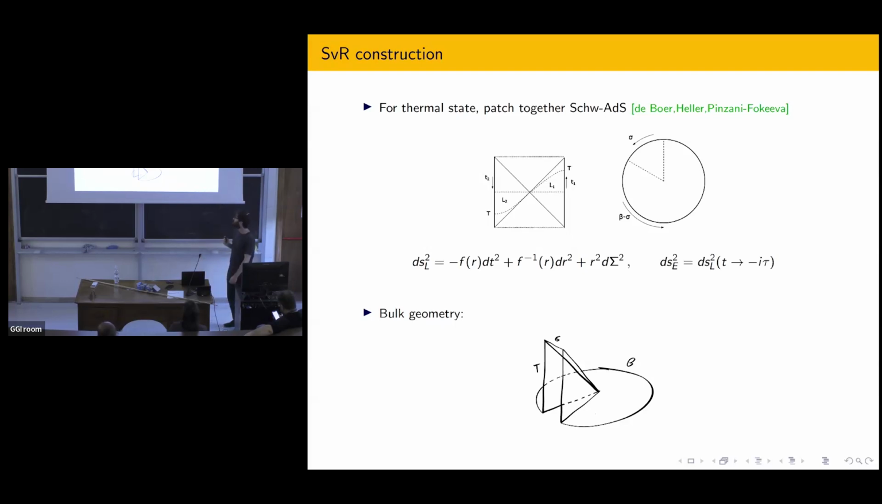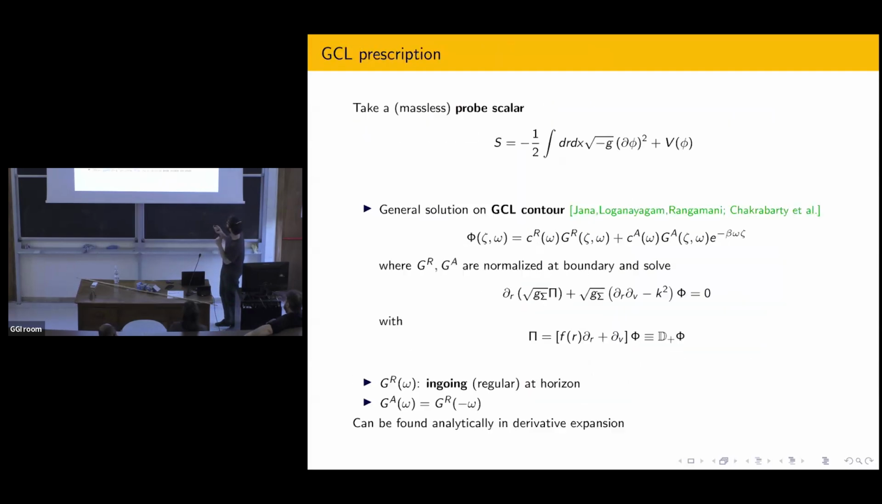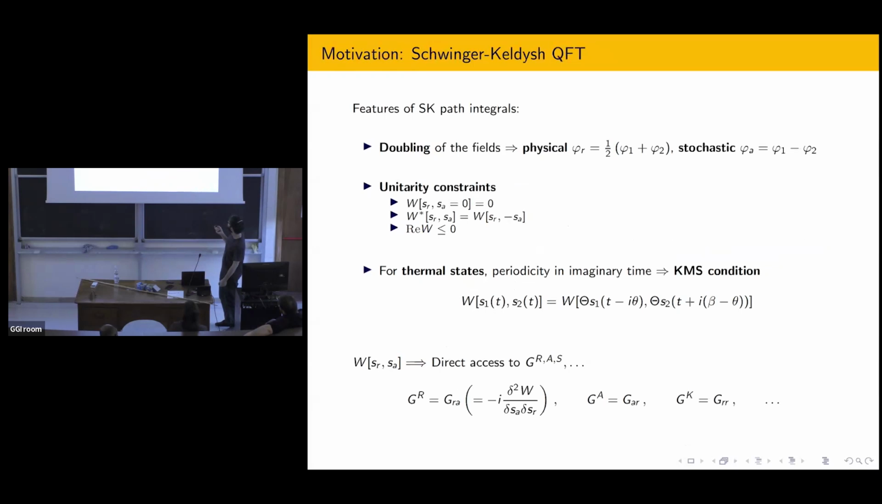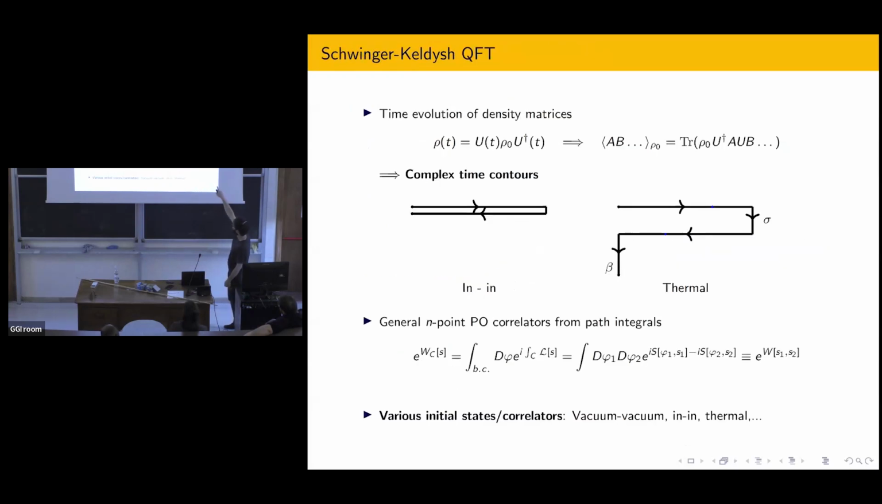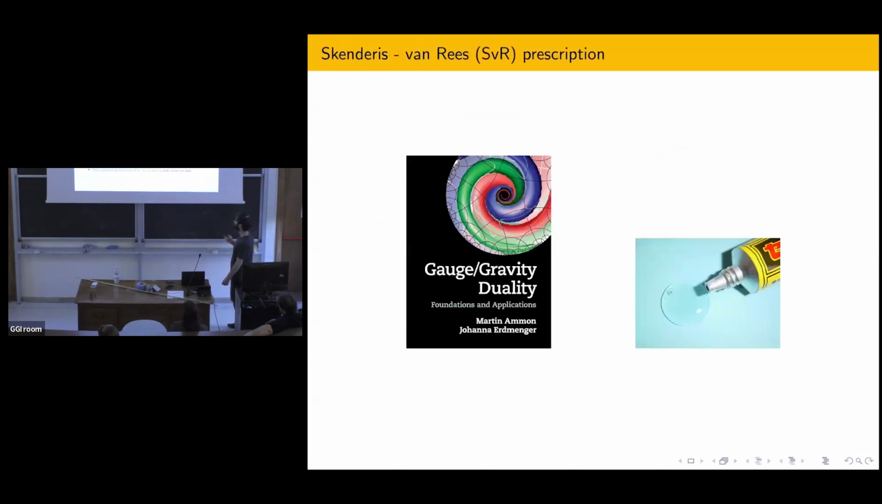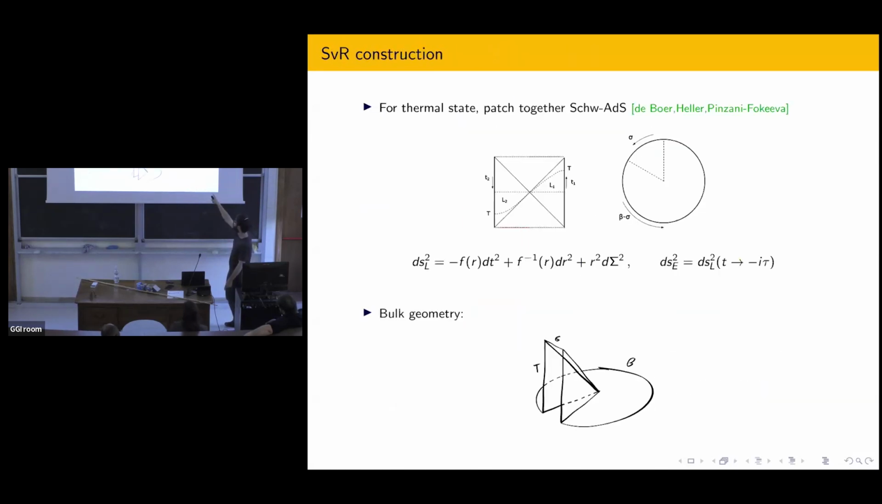So, corresponding to the two real-time evolutions of the complex time contour, we have two Lorentzian pieces of the eternal black hole, L1 and L2. And corresponding to the imaginary time evolution, which we have here denoted by sigma and beta minus sigma, correspond pieces of the Euclidean geometry, which is the analytic continuation of the Lorentzian black hole.